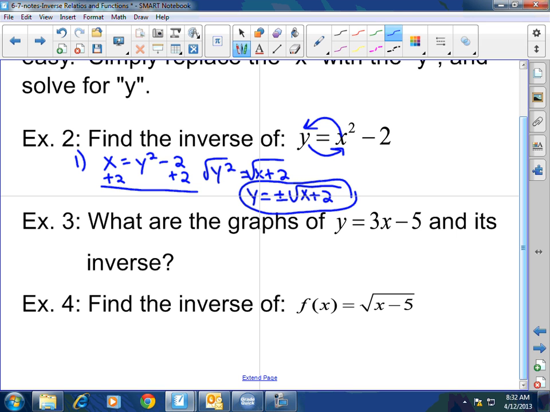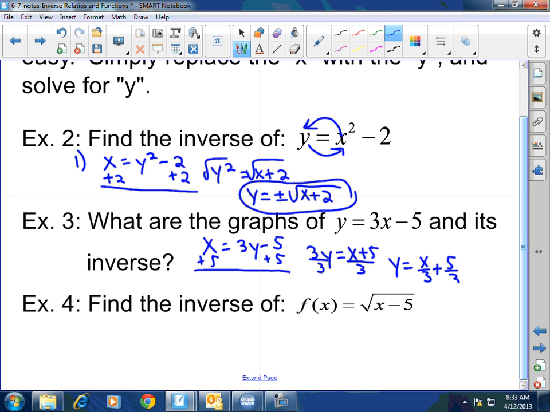Okay. In this particular case, you could do one of two things, guys. First of all, you can go ahead and find the graph of the inverse and then graph both lines. So for example, you replace the x with the y, and then you're going to solve for y. So you would add 5, and then it's going to be 3y equals x plus 5, divide by 3. Y would equal x over 3 plus 5/3. So that is definitely the inverse equation.